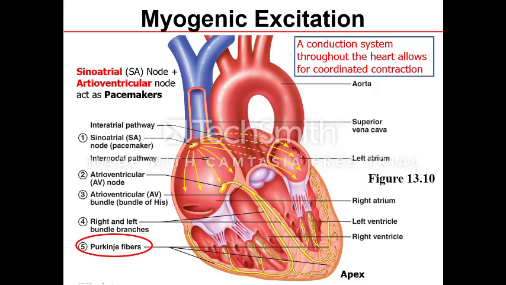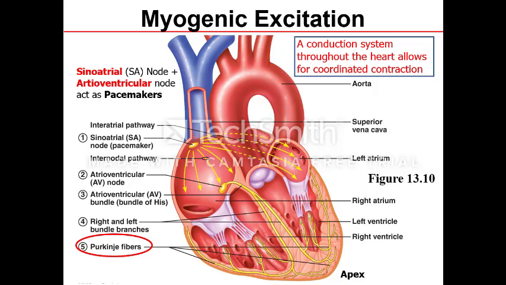So by proximity, the pacemaker in number 1 up here on the left is going to fire, and by proximity, the atria are closer to the source. So they're going to contract, depolarize first and contract slightly ahead of the ventricles. This conduction system throughout the heart allows for coordinated contractions.